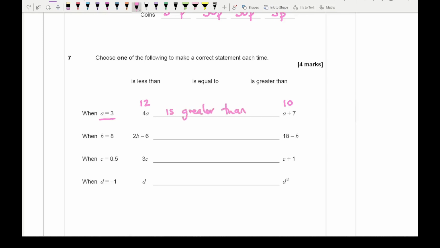Now again, if you wanted to use inequalities, you probably could, but I would probably stick with the statements because it says the correct statement. But again, I think they would allow it if you were to use inequalities, but I wouldn't run that risk.